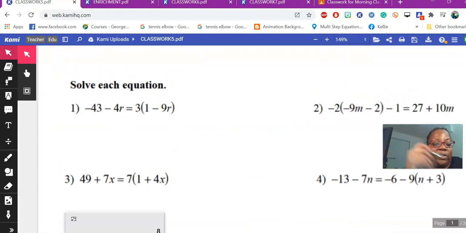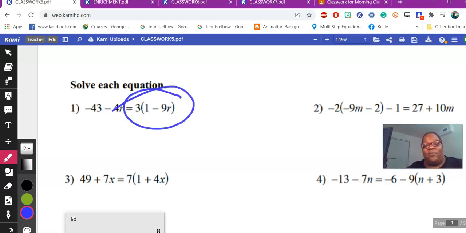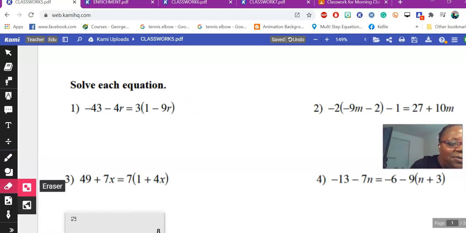Okay? Look at what you have. Take a look at what's different. Multi-step means you're not going to just do one thing to get the letter by itself, not just two things, but you're going to do three things or more. So multi-step equations mean you're going to do three things or more to get the letter by itself, right? So check this out. Doesn't this look familiar? That's right, need to distribute. Okay? So with this type of problem, we'll distribute first.